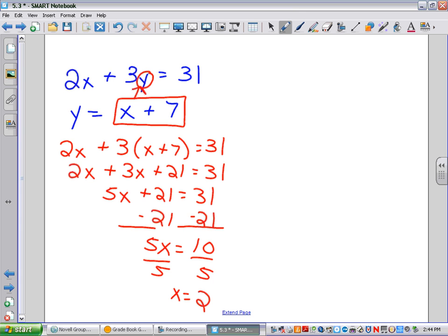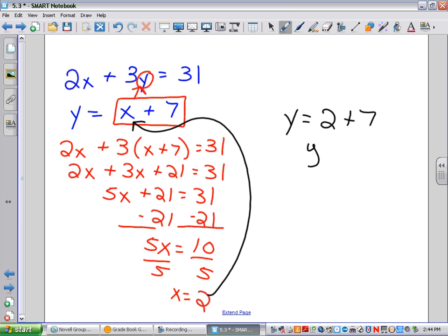And I take that 2, and I've got to put it right there in place of x. So y is, instead of x plus 7, it's 2 plus 7, where y is 9. I write that as an ordered pair. It would be 2, 9.